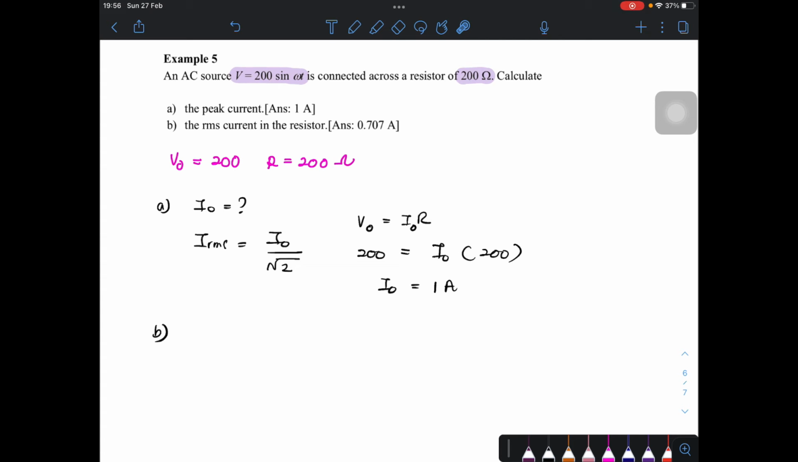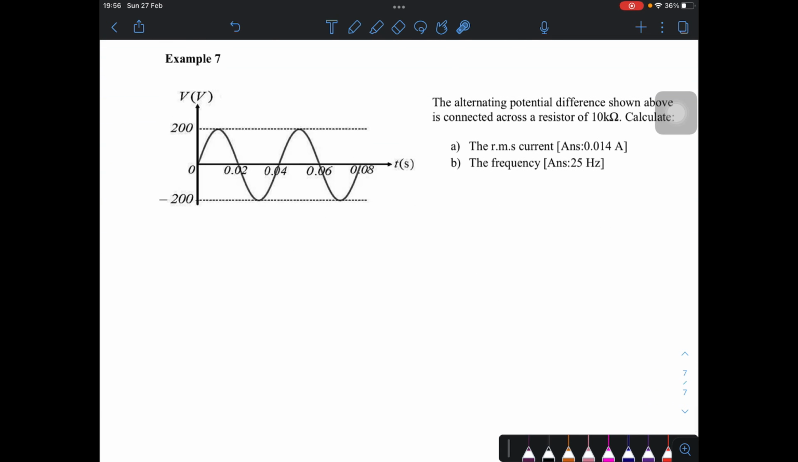Now question number 2. Calculate the IRMS in the resistor. So now that we have the peak current, we can use this formula to find the RMS current, which is equal to 0.07 ampere. Okay, senang je kan? Kita hanya gunakan this formula ataupun this formula.